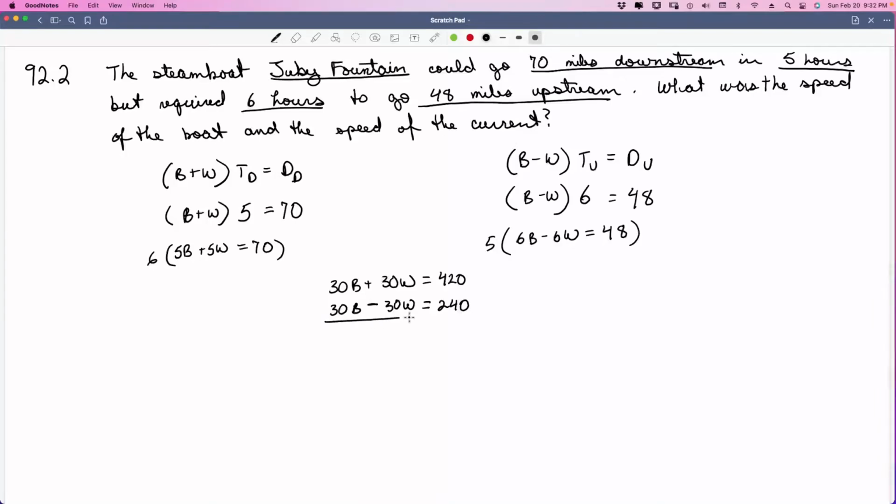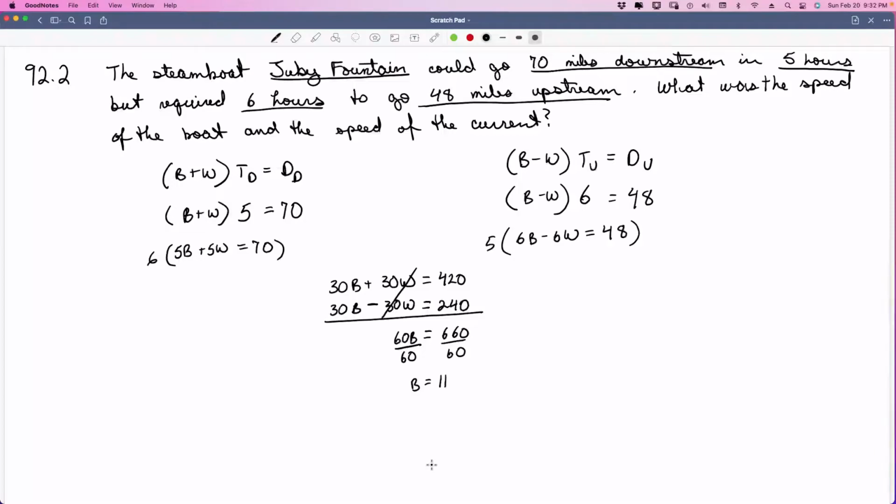So we're going to combine those. We're going to eliminate these two. And we get that 60b is equal to 660. So we divide both sides by 60. And b is equal to 11.